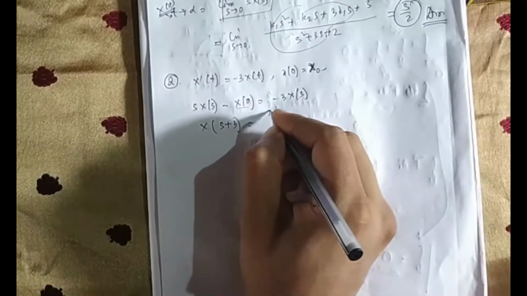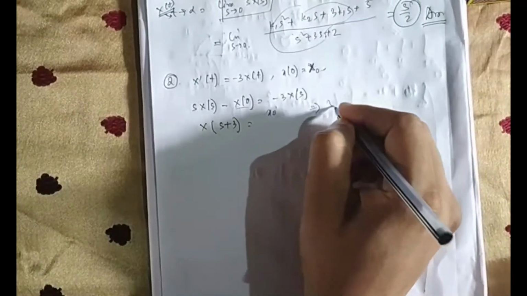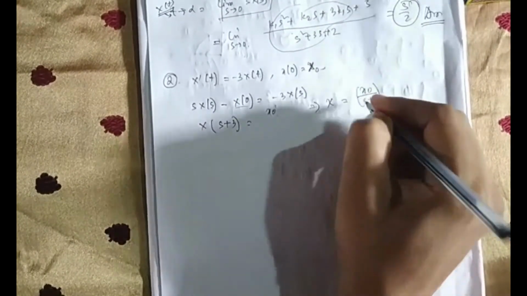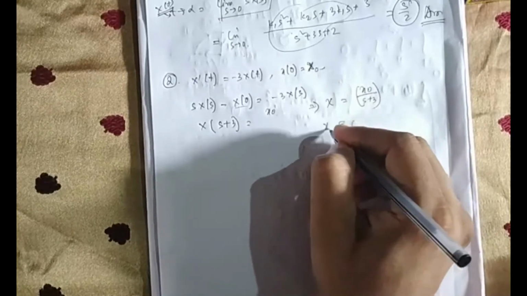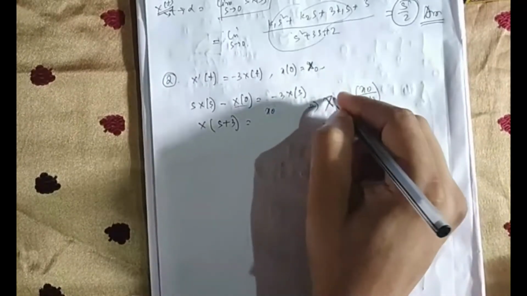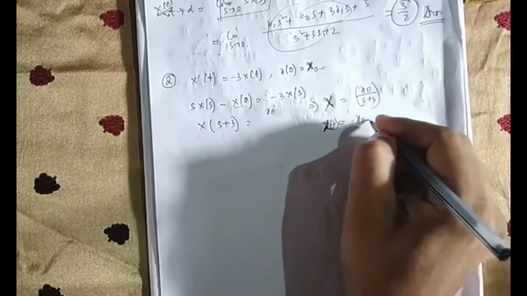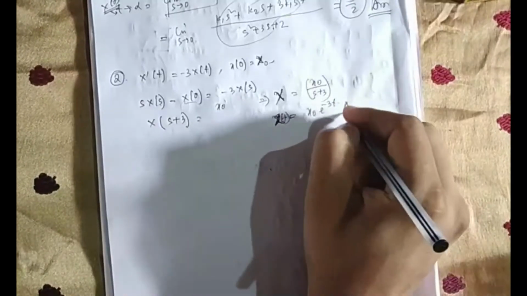So this condition is given, small x0, so it implies your capital X is equal to x0 by s plus 3. Now you can take Laplace inverse. In Laplace it is capital, in time domain it is small x. So it will be x0 e to the power minus 3t. So this is the answer.